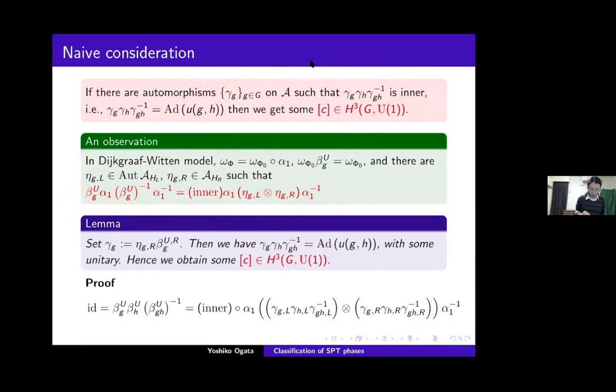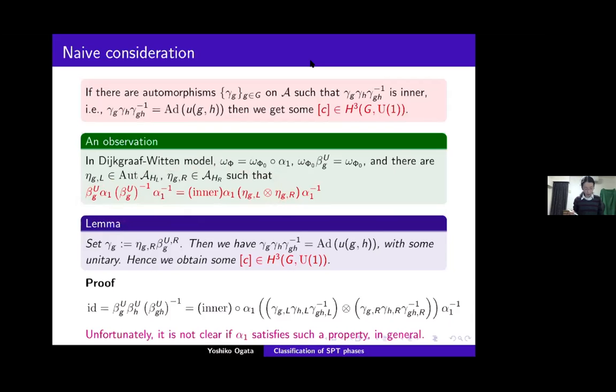Namely, if we consider this gamma g, if we define gamma g by this times the action beta, the action of u g on this side, this area, then this combination becomes inner. And this is a really simple observation, because you can see that from this equation immediately. So what I wanted to say is that if our automorphic equivalence satisfies this nice equation, then we get some third cohomology class.